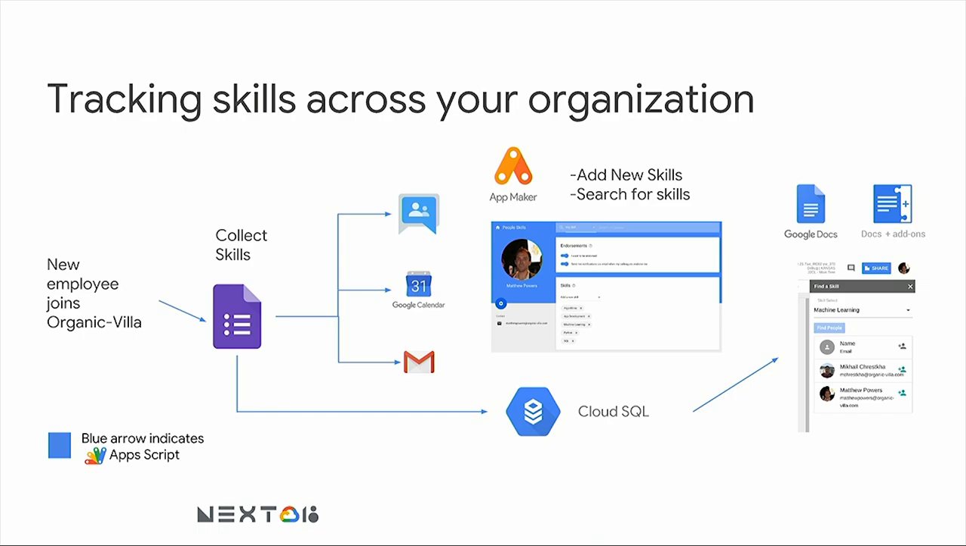And again, all of that information is pushed to a Cloud SQL database. The Cloud SQL database acts as the backend for AppMaker. So AppMaker, again, where you can search for skills and add new skills, there's a bi-directional connection there between Cloud SQL and AppMaker. And then finally, our Google Doc add-on. So Cloud SQL, again, is the backend for that Google Doc add-on where you can see other people's skills and add them to a Google Doc. So just to tie it all together, all these blue arrows you're seeing are AppScripts. So the glue of this entire process was AppScript.